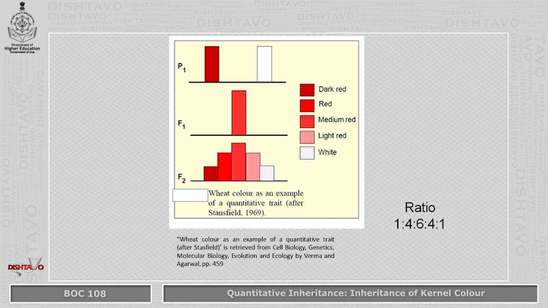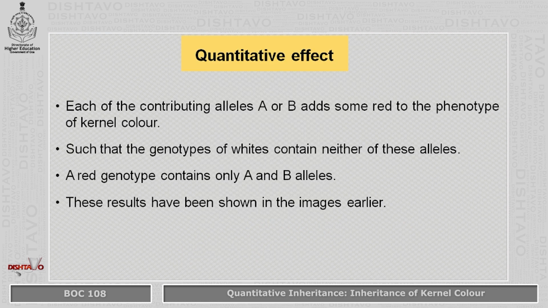The reference of these colors may be dark red or darkest red depending on which book you are referring to. However, always remember that when all 4 alleles are expressed in the capital form, that is the darkest red which is obtained. Let's come to the quantitative effect. Each of these contributing alleles, that is A or B, add some red to the phenotype of the kernel color, and that is why when there are 4 capital alleles, that is 2 capital A's and 2 capital B's, it is the darkest red, such that the genotypes of white contain neither of these alleles.